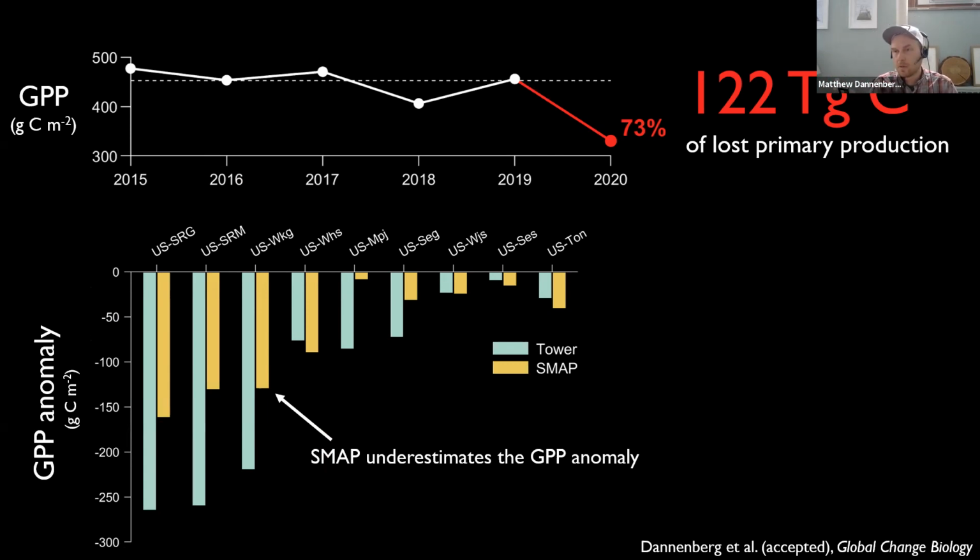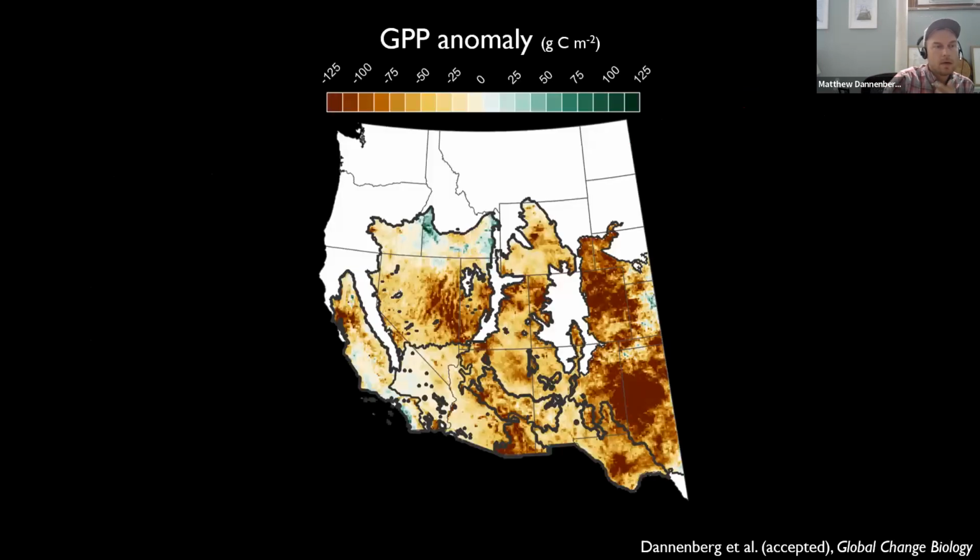A lot of other folks, including some in this call, Joel Biederman, Mallory Barnes, and others, have shown that it's pretty common for remotely sensed models to underestimate the magnitude of gross primary production variability in dryland systems. And so I think it's pretty important that we do a better job of capturing that.